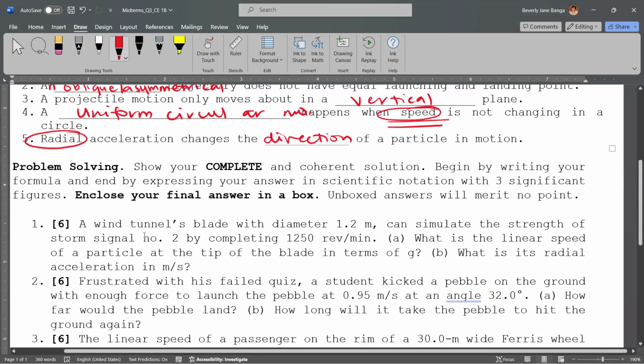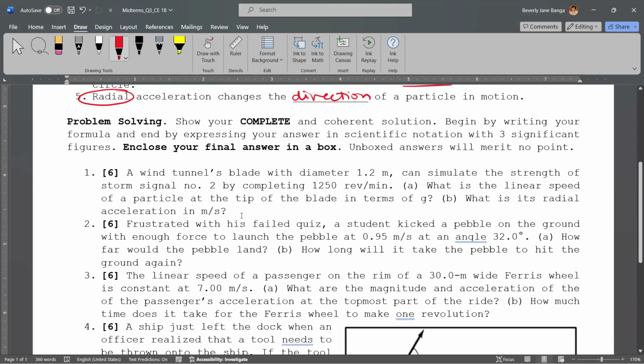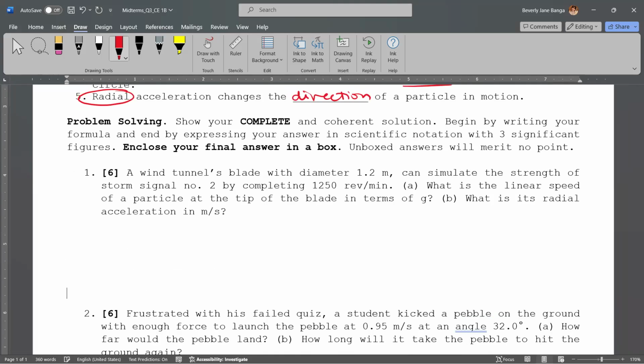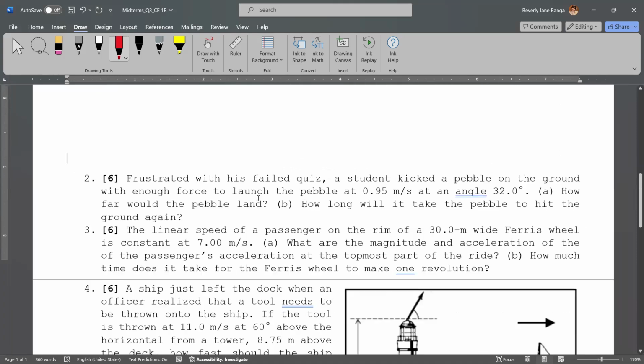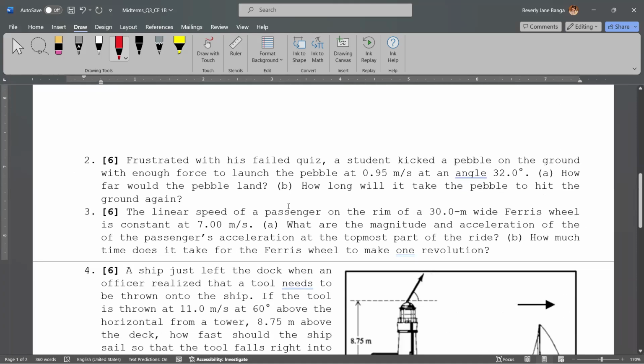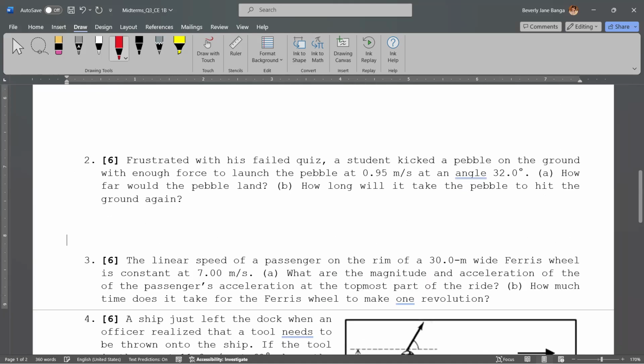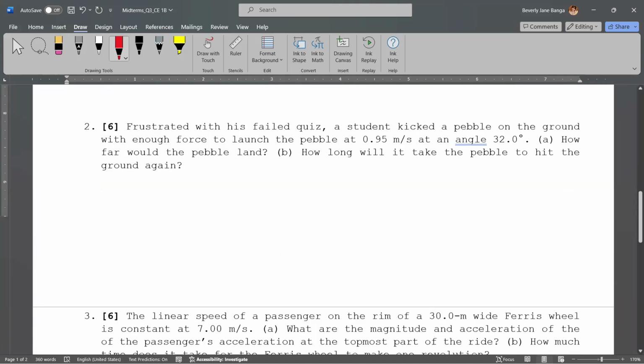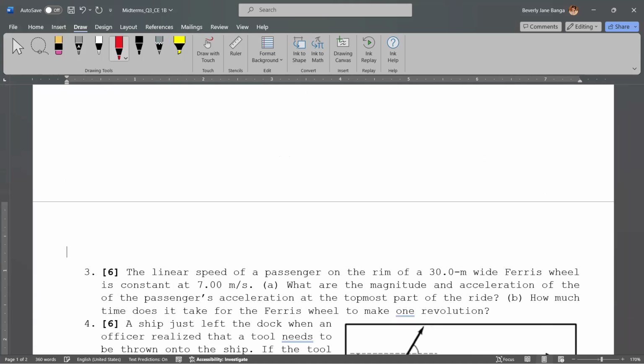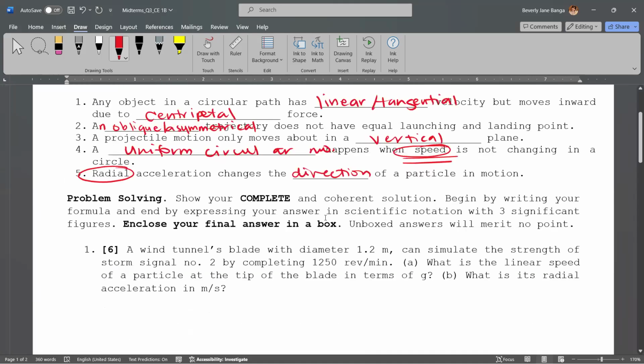So let's proceed to the problem solving. Again, class, just like previous videos, pag na-encounter na natin yung same question, we're not going to answer them again, kasi kailangan ko tipirin din yung aking oras sa pagre-record.